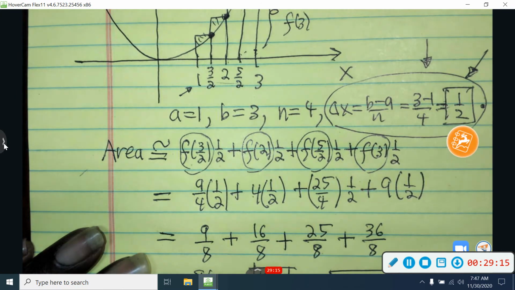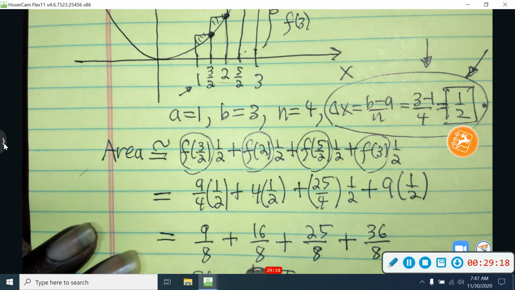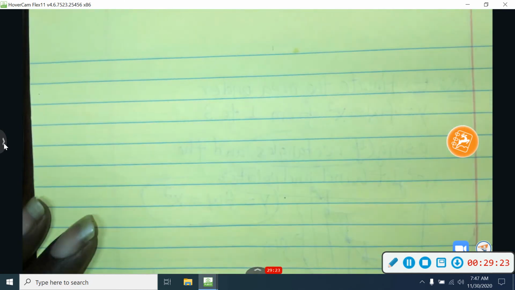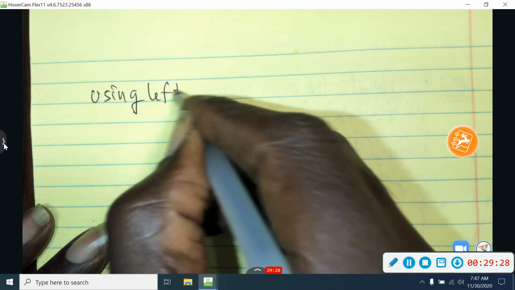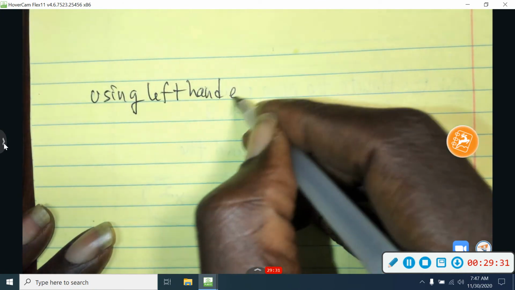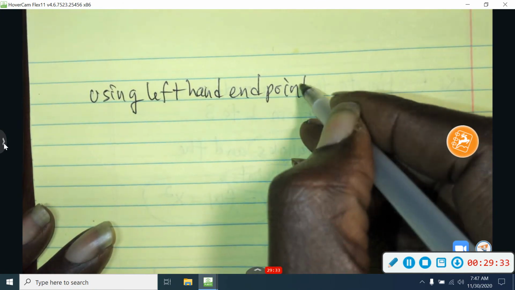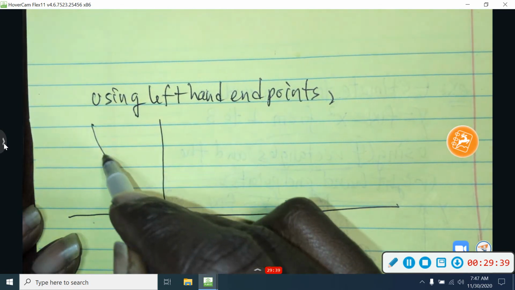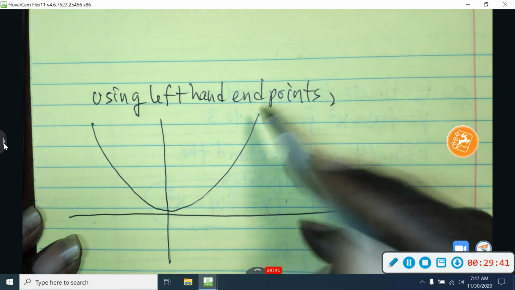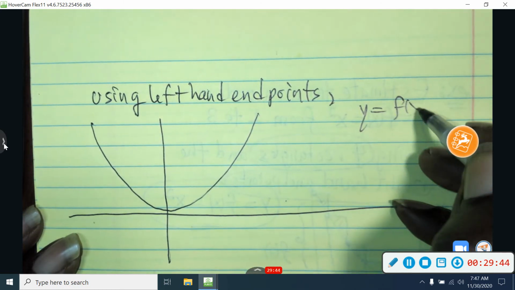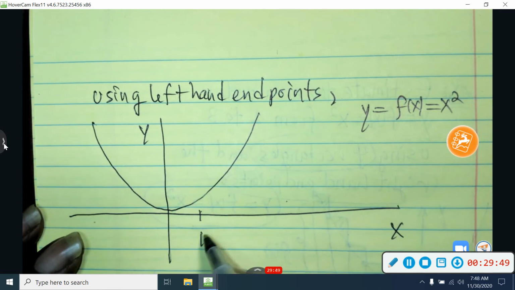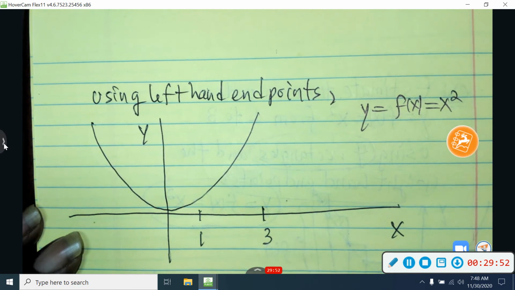Now I'm going to do it using the left-hand endpoints, and we'll see that that's an underestimate just by looking at the picture. So if I did the same thing using left-hand endpoints, okay, here's our picture. Here's our friend. Y is f of x is x squared. Okay, here's say 1, here's say 3.